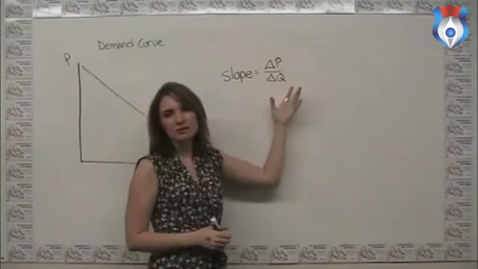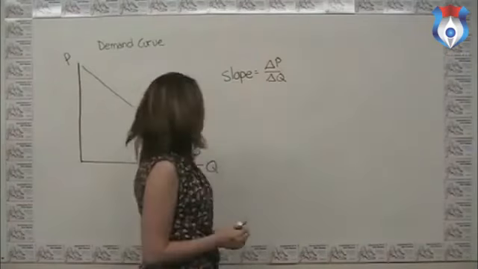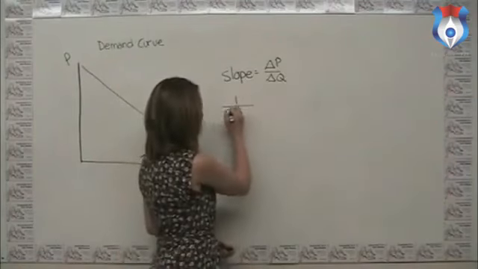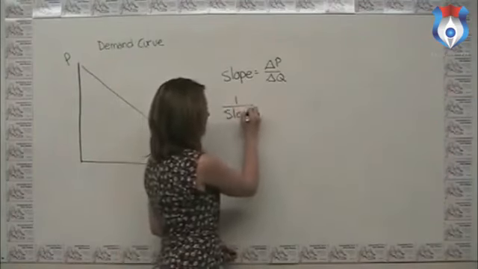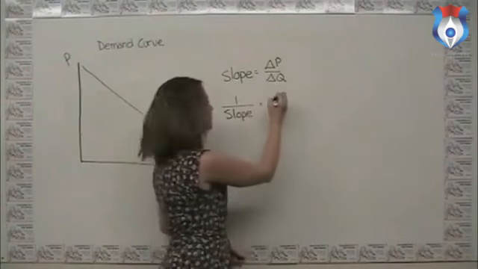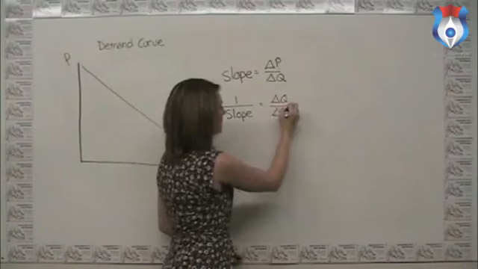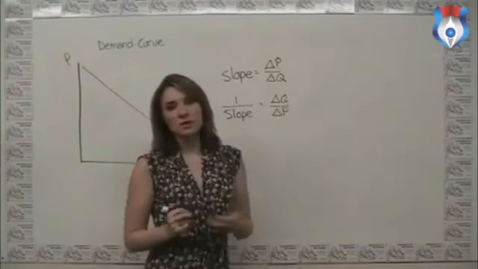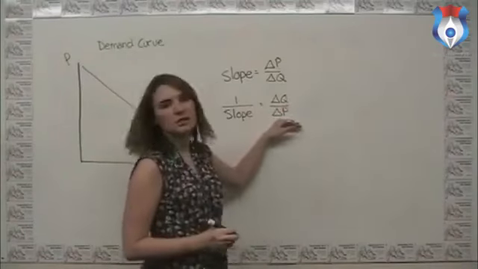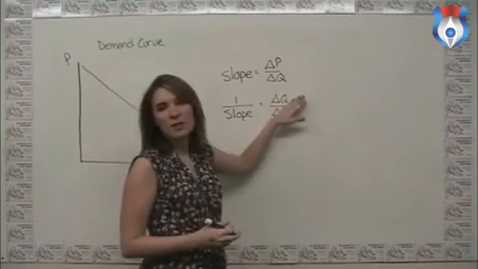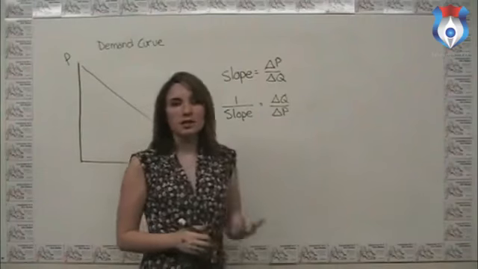That's a little strange. So what if we just flip this upside down and take the reciprocal of the slope of the demand curve? Then we get change in quantity divided by change in price. So this answers the question, for a 1 unit change in price, say $1 for example, by how much does the quantity demanded change?